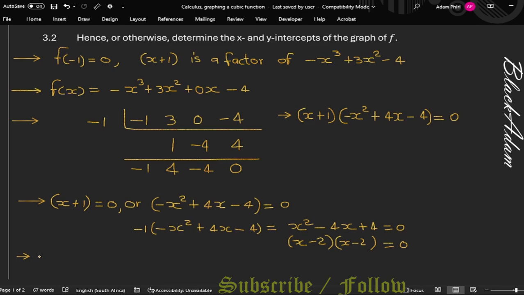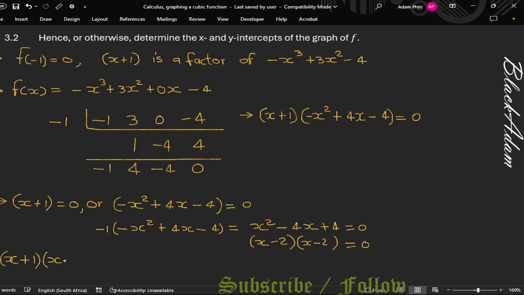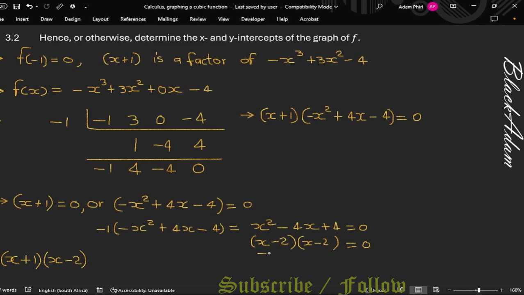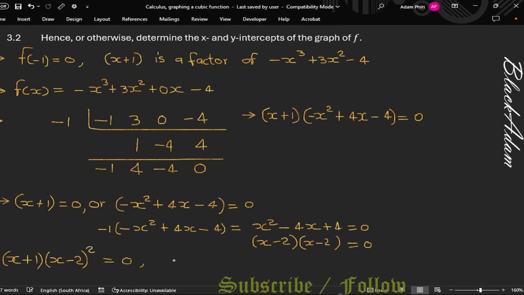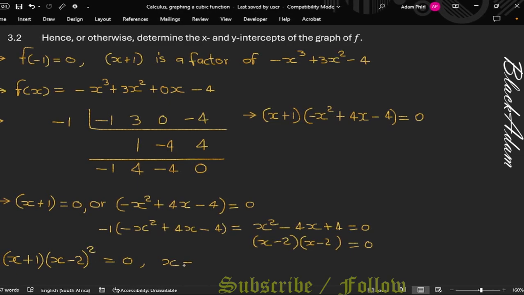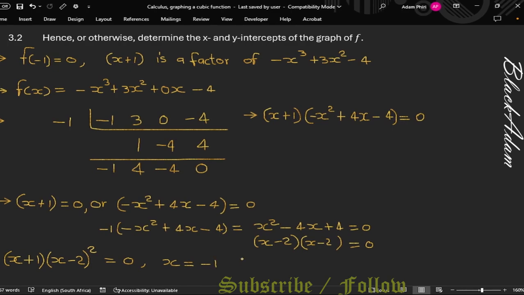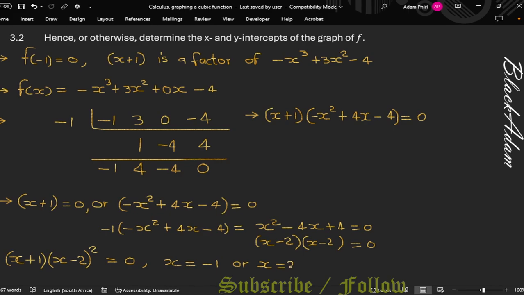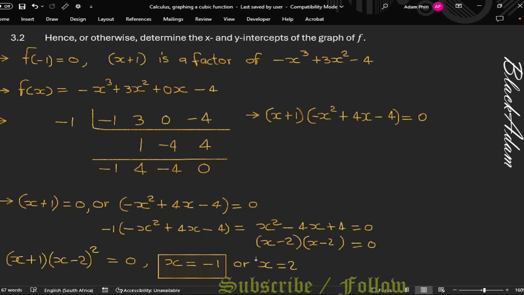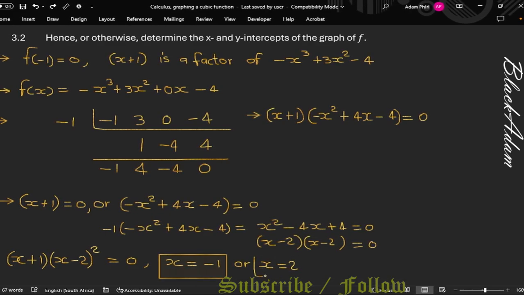Now we have x plus 1 multiplied by x minus 2. There are two of them, so that will be squared. So x minus 2 squared is equal to 0. So x is going to be negative 1, and x is going to be positive 2. So those are our answers for the x-intercept.